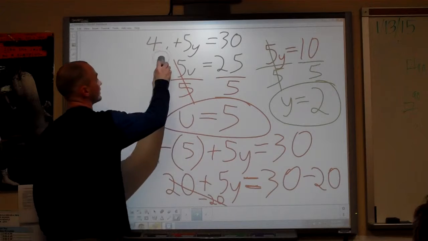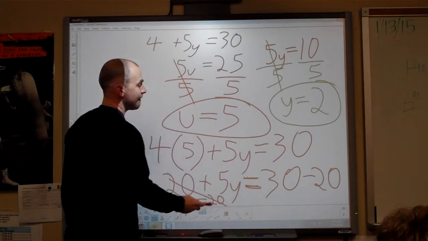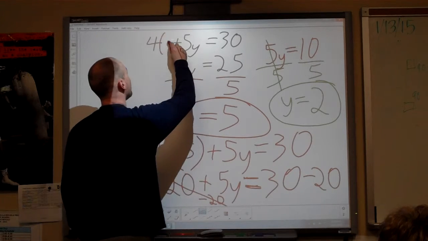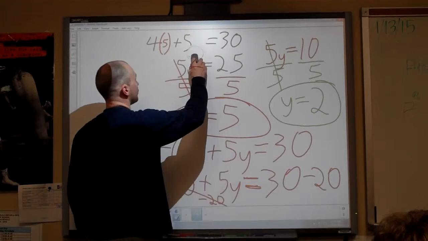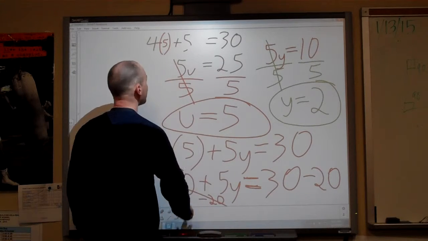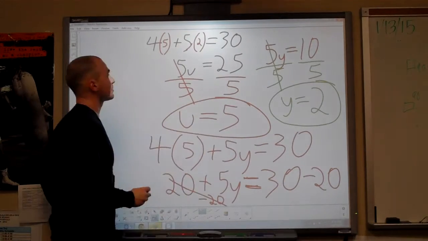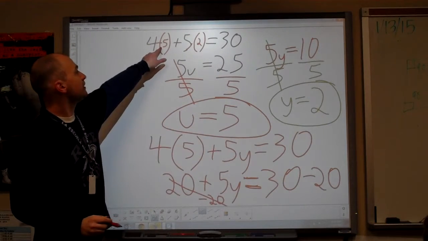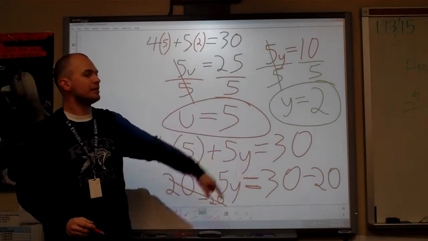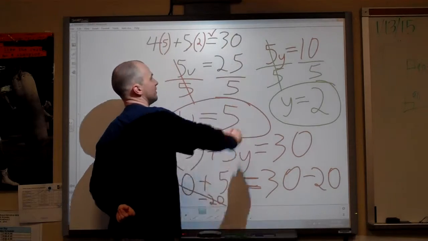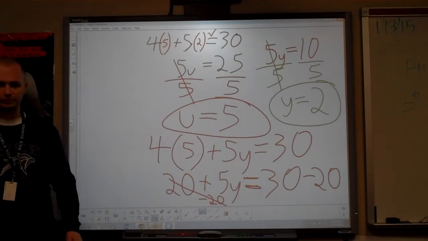Now let's go back and check this. Instead of a u, I'm going to substitute what u equals. In this case, u equals 5. So I have 4 times 5 plus 5 times y. Instead of y, I'm going to substitute 2. Because in this case, y equals 2. And I'm going to make sure this thing works. So, 4 times 5 is 20. 20 plus 5 times 2 is 10. 20 plus 10 equals 30. Yes, it does. Check. It works. Questions on number 3. Great.